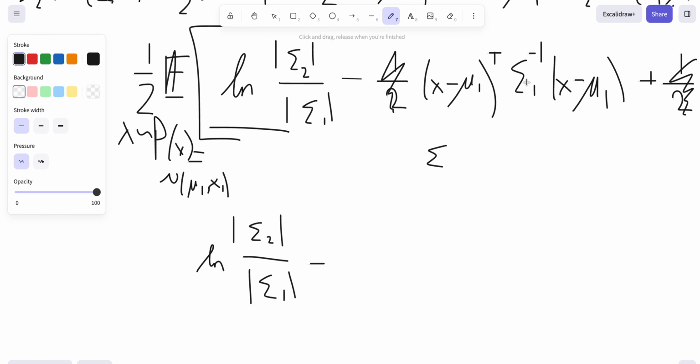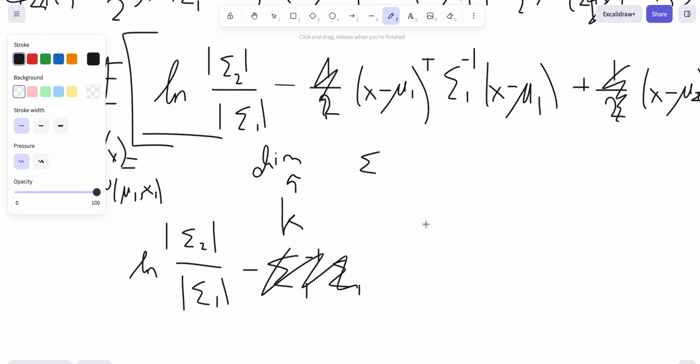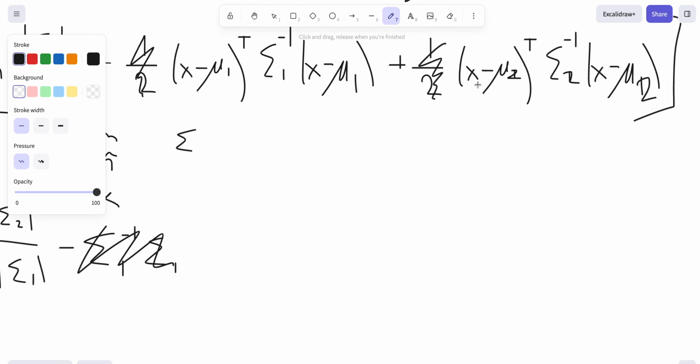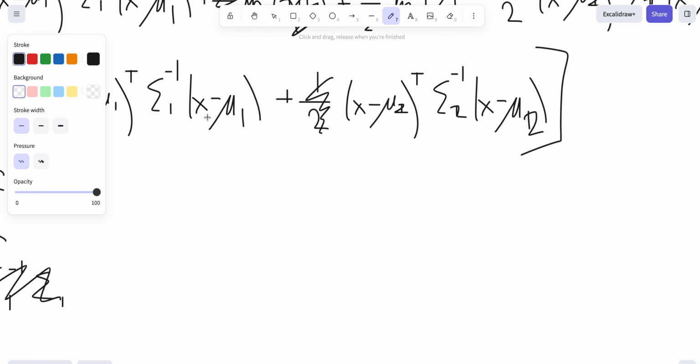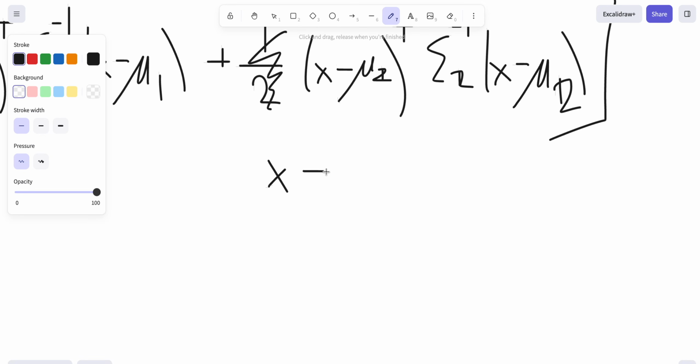This simplifies really nicely because we can just rewrite this as sigma 1 inverse, and then this is just the covariance matrix, x minus mu 1 transpose x minus mu 1. So we just get this expression, which simplifies to k, where k is the number of dimensions. And that simplifies very nicely. But this other term, this mu 2, is different from mu 1.